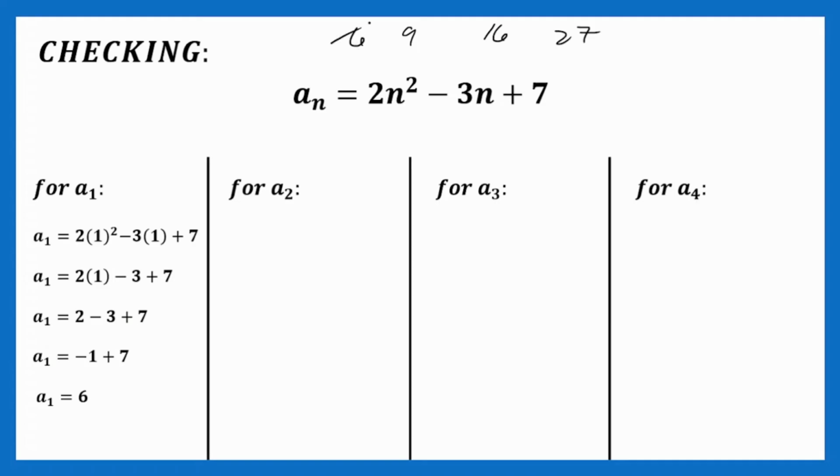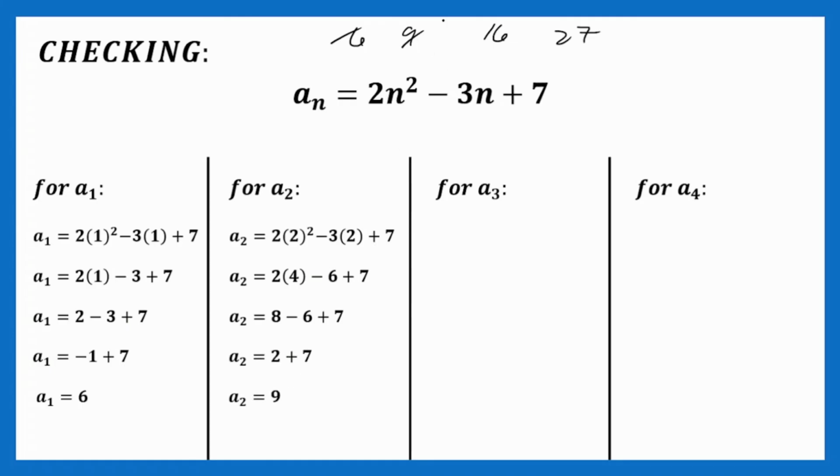So, tama tayo dito. Next, a sub 2. Palitan lahat ng 2. 2 squared is 4. Negative 3 times 2 is negative 6. So, magiging itong 2 times 4, negative 6 plus 7. 2 times 4 is 8. Bring down, bring down. 8 minus 6 is 2 plus 7. The answer is 9. So, check.